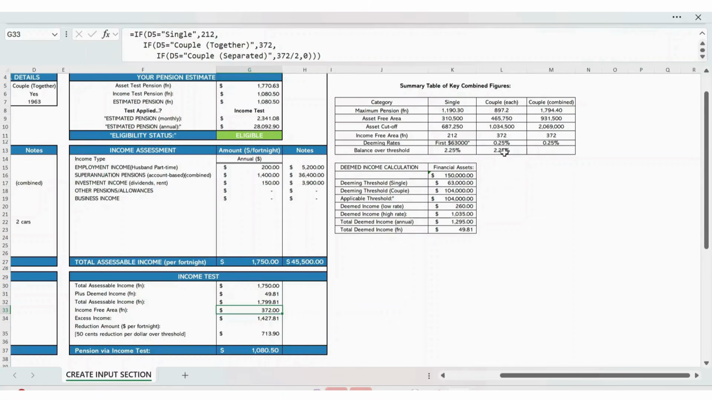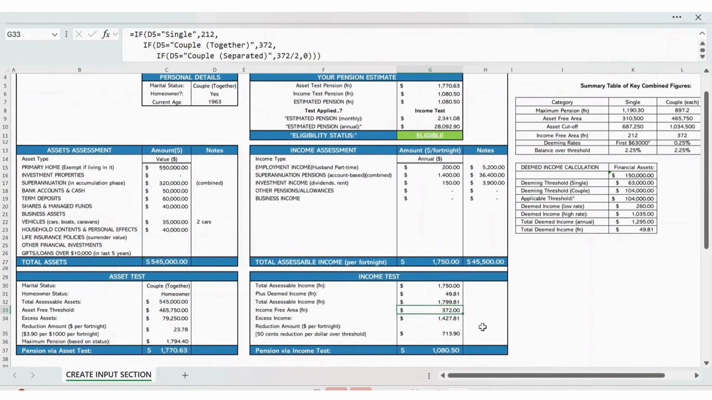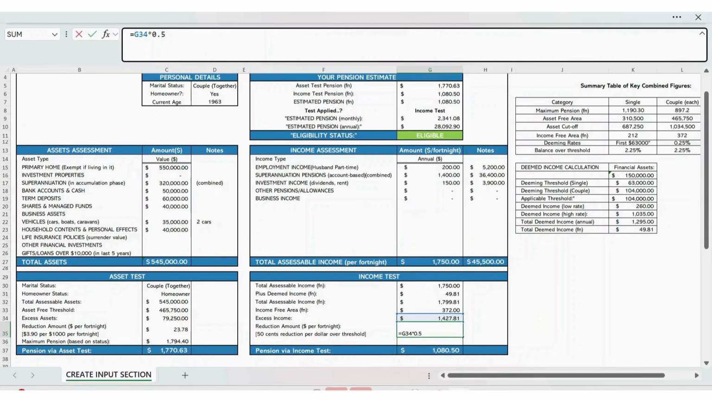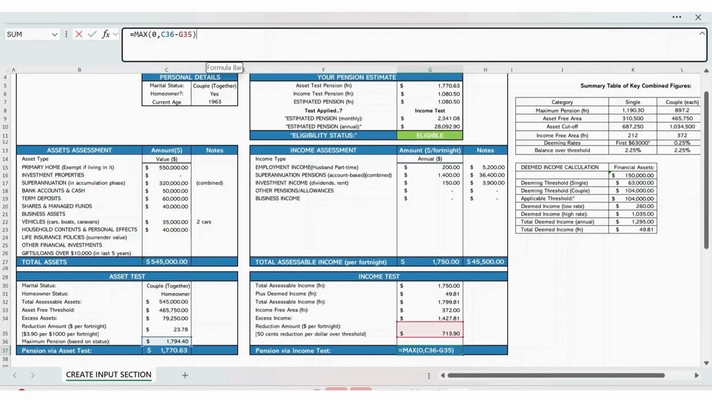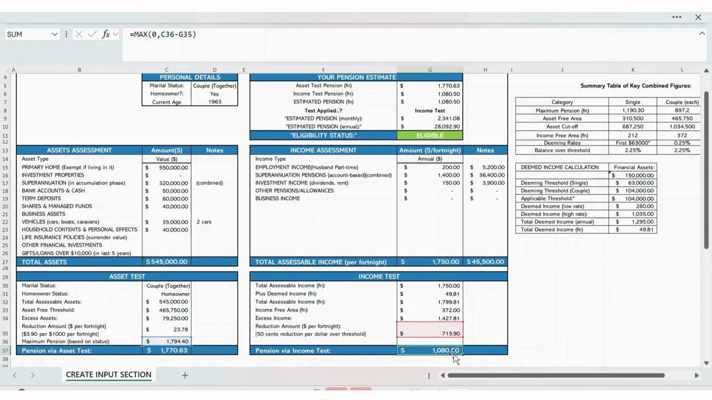For couples together, you can earn $372 per fortnight before your pension reduces. For every dollar over this, your pension reduces by 50 cents. Cell G35 equals G34 times 0.5. The pension via income test in G37 equals max 0, minus C35, maximum pension minus the reduction amount.